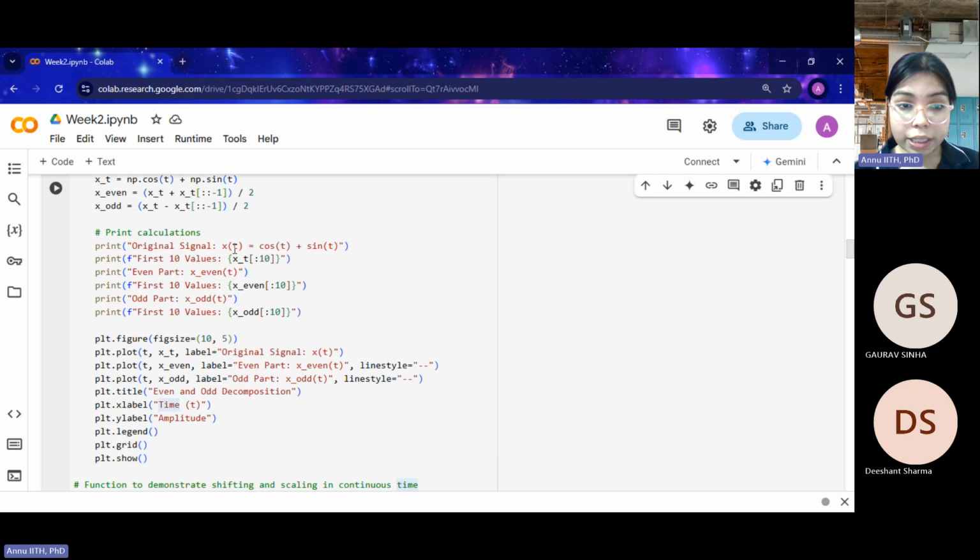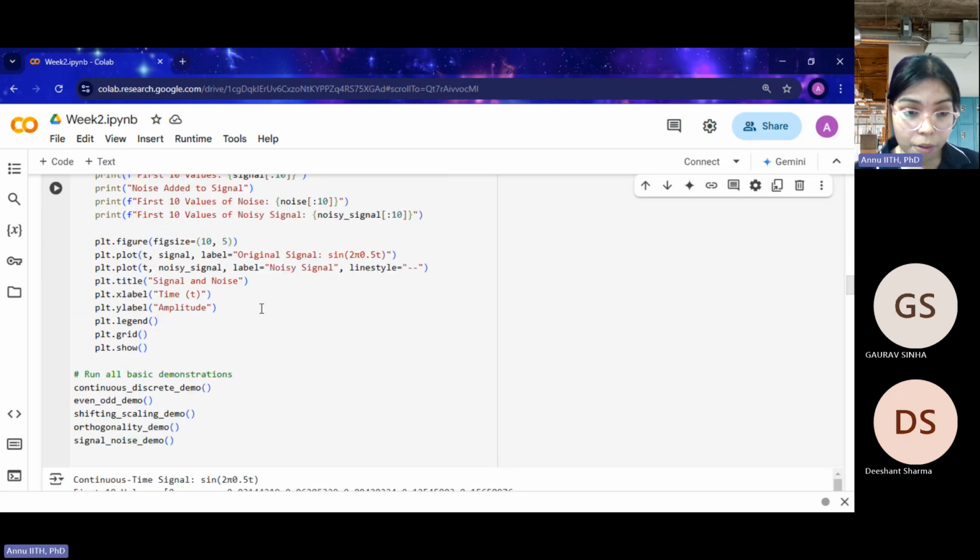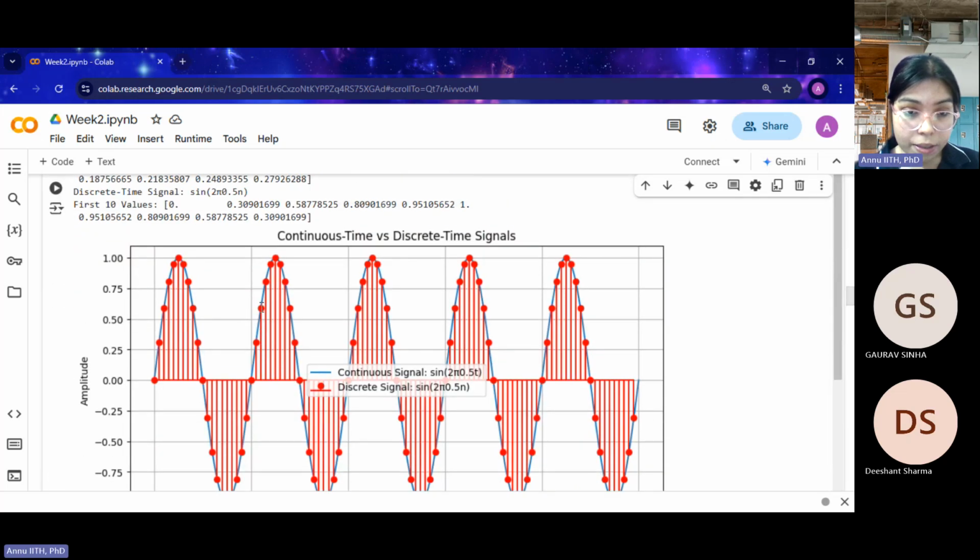If the original signal is cos t plus sin t, we will see the first 10 values in the output window, and for the odd part also we will see the first 10 values, and then we will plot. So see how the plot looks. This is also one of the examples of a continuous time signal and a discrete time signal. This is how it looks.